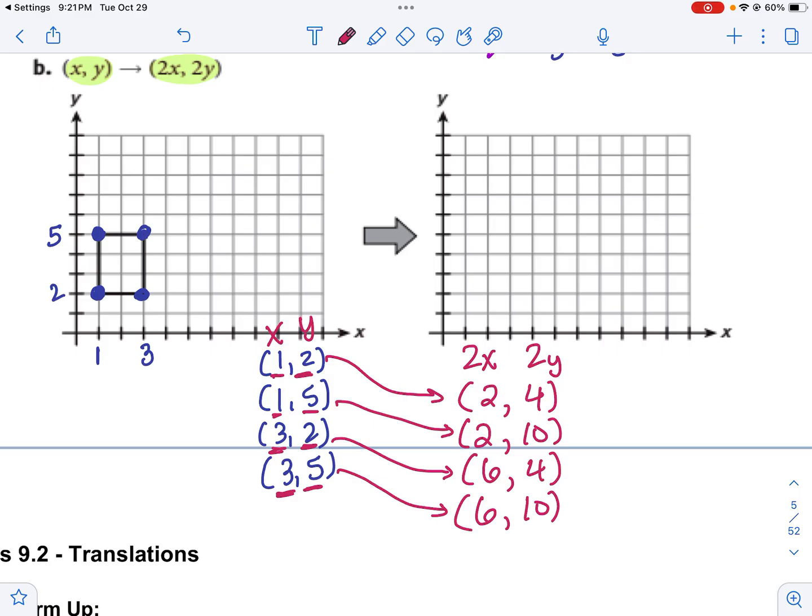So then all I have to do is graph those points. If I go over 2 and up 1, 2, 3, 4, that would be this point here. And then I also want to go over 2 up 10. So 4, 5, 6, 7, 8, 9, 10. That's all the way up at the top. My next point is over 6, so 1, 2, 3, 4, 5, 6, comma 4. And then over 6 up 10. Now, I still have a rectangle here.